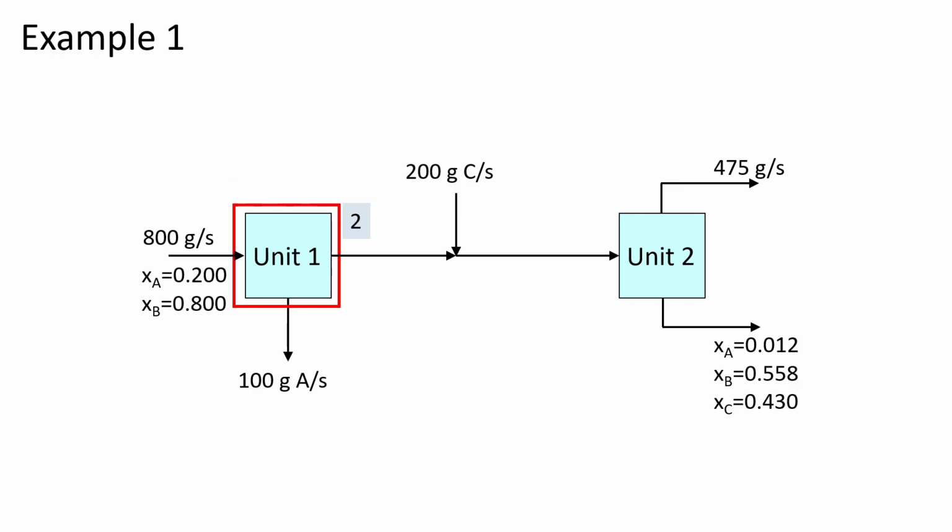A second control volume is shown here. This red square is drawn around unit 1. And this particular control volume has three streams that cross it: the feed to unit 1, the bottom product from unit 1, and then the second product stream from unit 1 that gets mixed with this stream here.